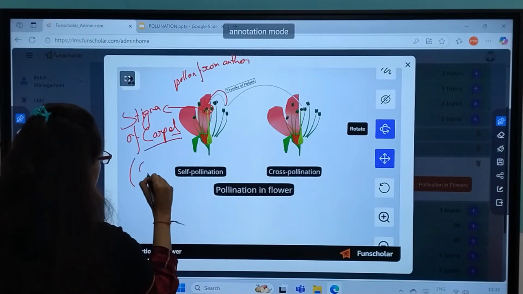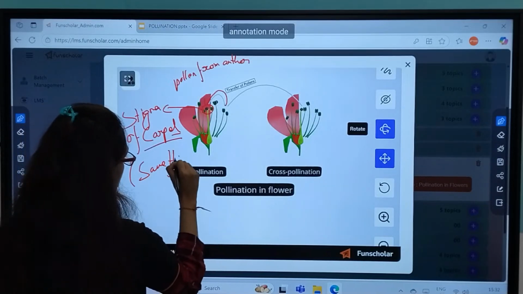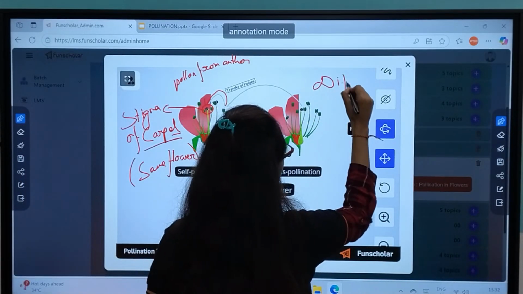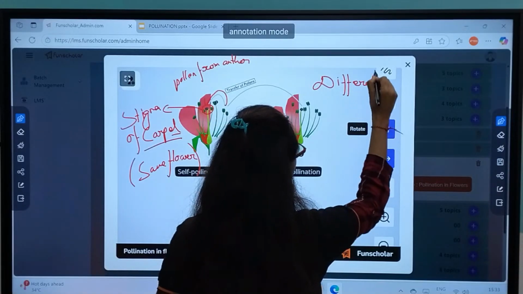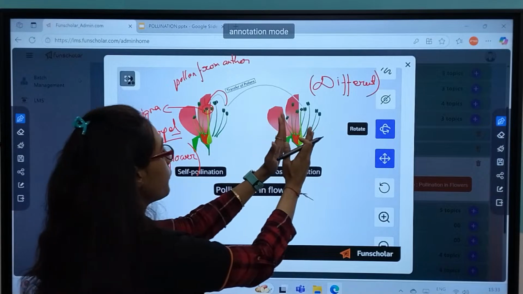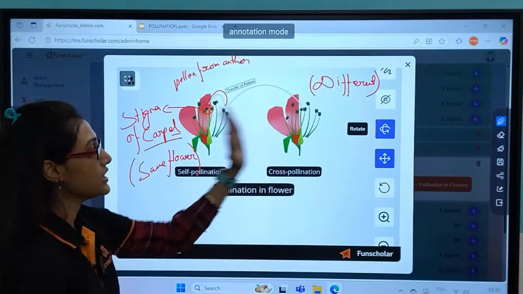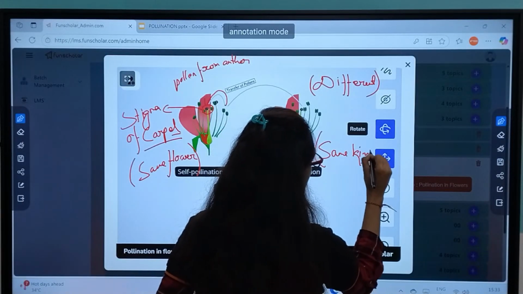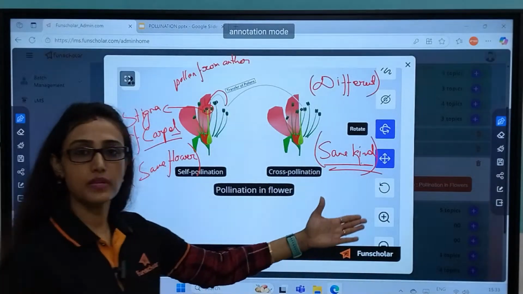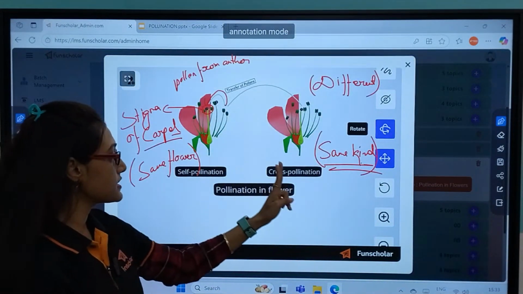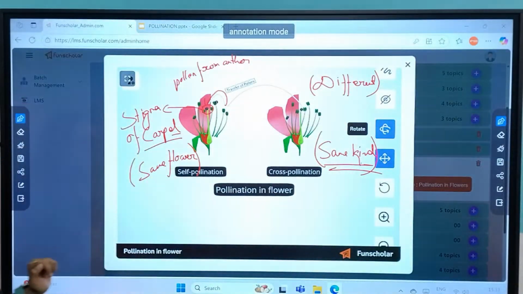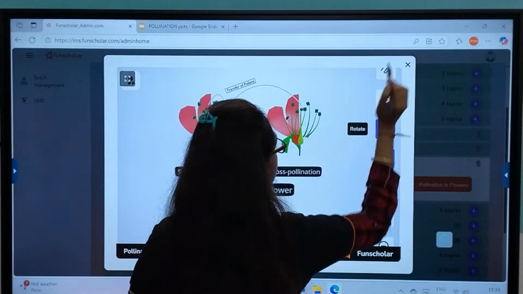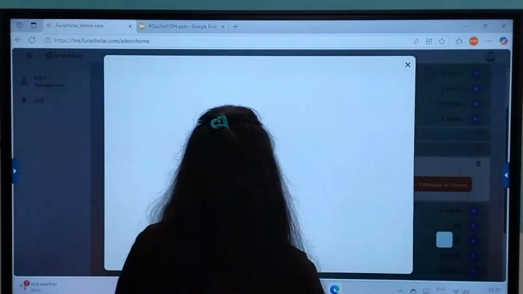The flower is same flower, and here the flower is different. Flower is different, but look, both these flowers are similar to each other. So it is same kind. The flower or the plant has to be same kind. This is self-pollination and this is what? Cross-pollination. Done? I hope things are getting easier now for you. Now let's watch the video for once.